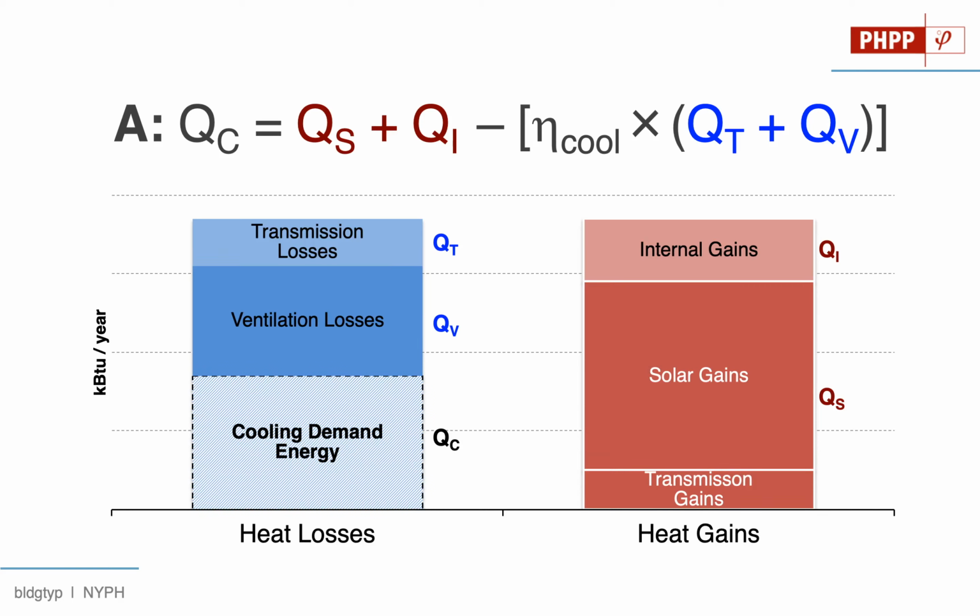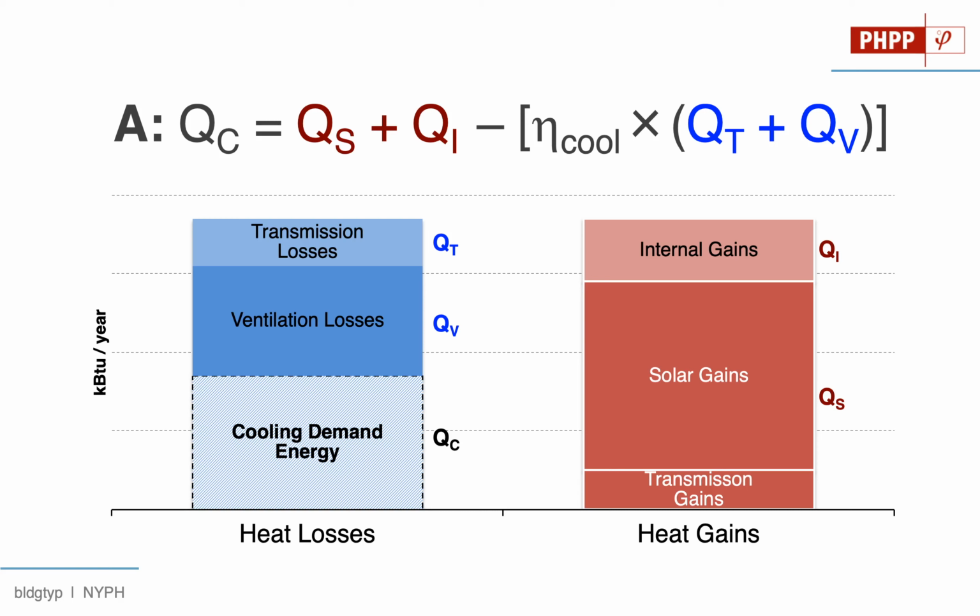In order to calculate the total cooling energy demand, we're first going to calculate the total solar gain, the total internal gain. We're going to add those together. Then we're going to subtract from those the total transmission losses and ventilation losses, all of those assessed over the cooling period. In this case, notice we're going to multiply the Q sub T and Q sub V by an eta, Greek letter eta, an efficiency or utilization factor for the cooling period. And that's going to yield a total cooling energy demand over the cooling period.